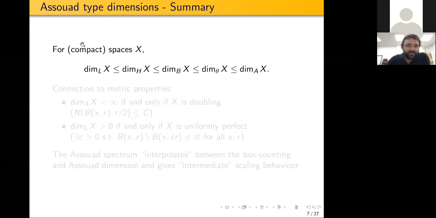So the lower Assouad dimension, if you assume compact spaces, is a lower bound to the Hausdorff dimension, lower bound to the box counting dimension, lower bound to these theta dimensions, lower bound to the Assouad dimension.